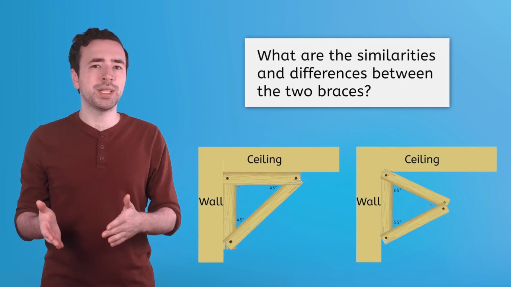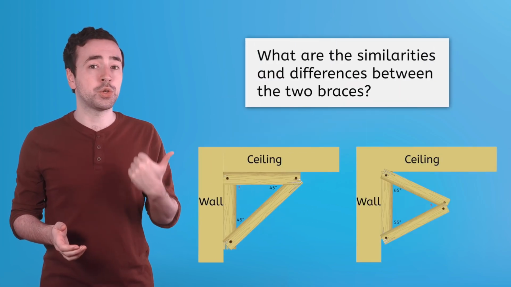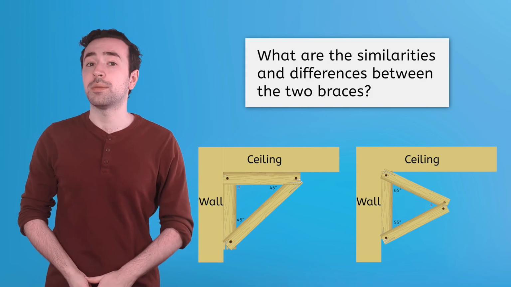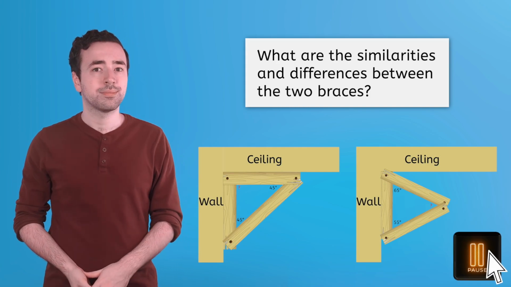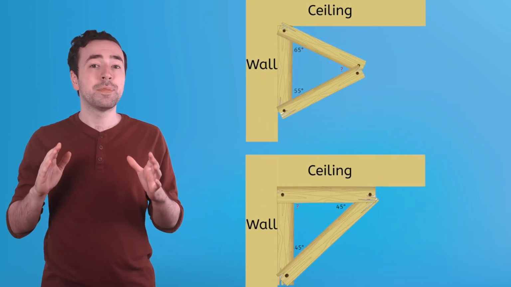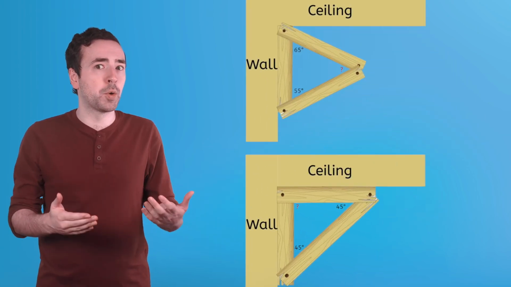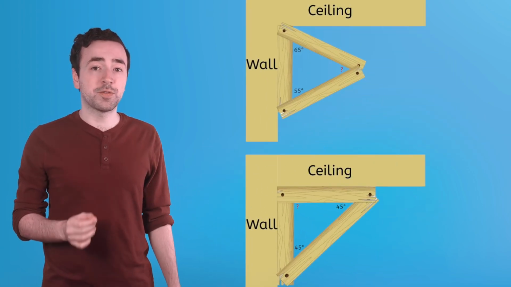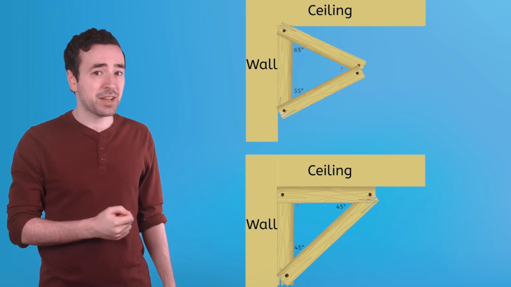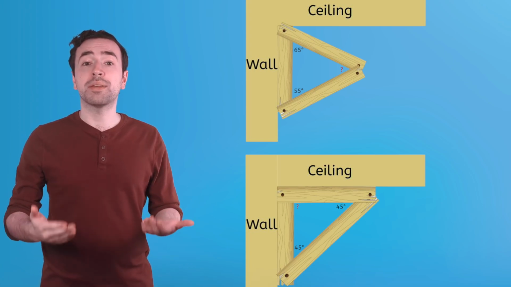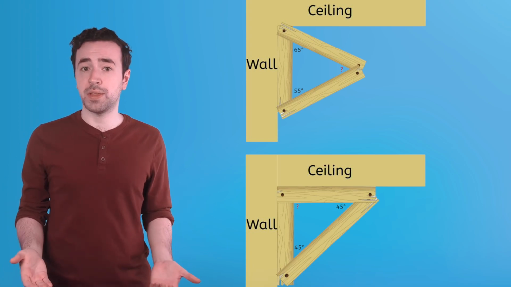What are the similarities and differences between the two braces? Compare and contrast them in your notes now. Great work! The main similarity is that they're both triangles, but the primary difference is that they have different angles. The different angles are what make the triangles shaped differently.